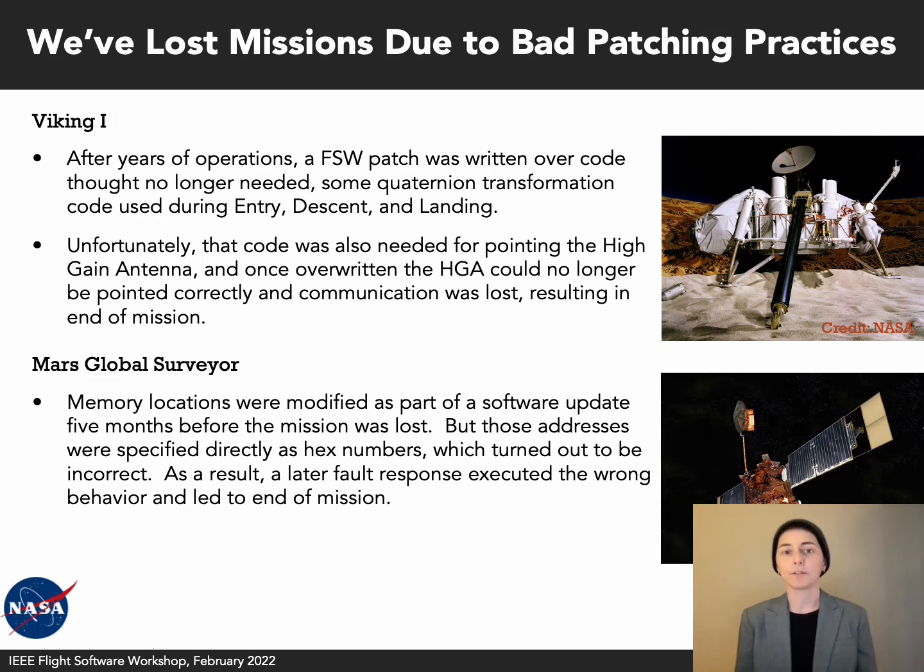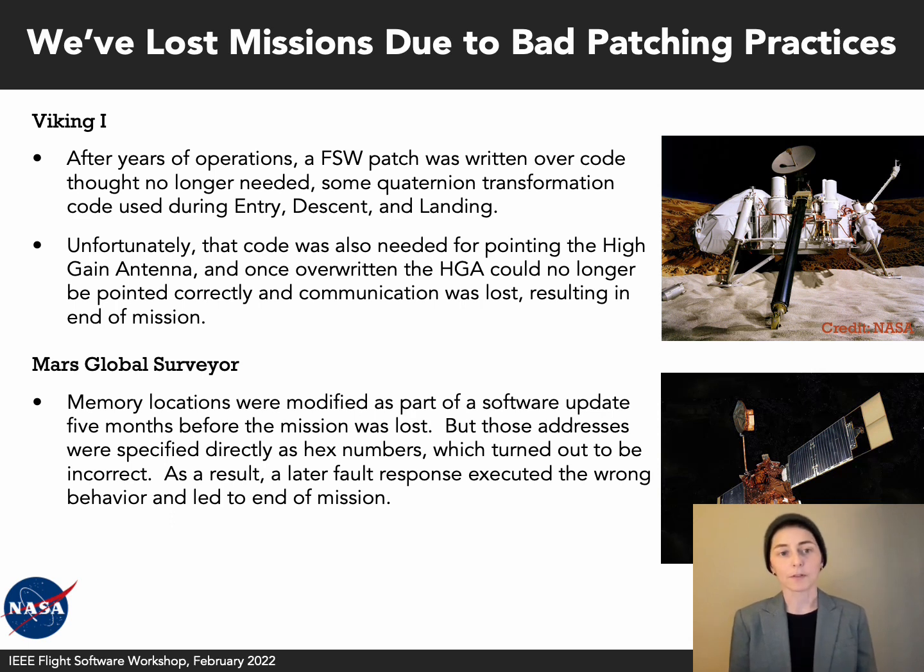We've lost missions due to bad patching practices. For example, Viking 1. After years of operations, a flight software patch was written over code that we thought we no longer needed, some quaternion transformation code used during entry, descent, and landing. Unfortunately, that code was needed. It was used to control the high-gain antenna pointing, and once it was overwritten, the high-gain antenna could no longer be pointed correctly. And if we can't point the antenna, we can't talk to the spacecraft. If we can't talk to the spacecraft, end of mission.